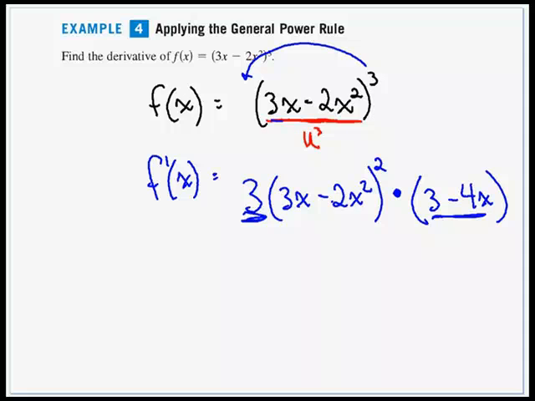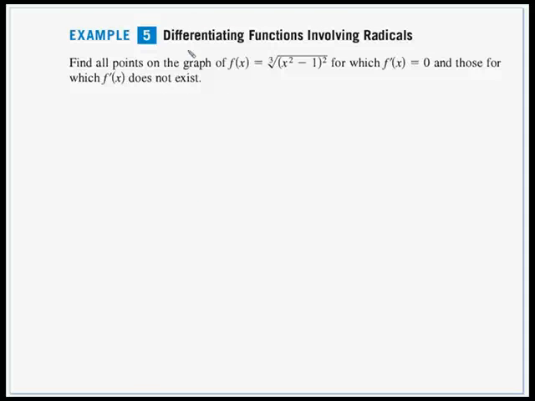Okay, let's try a couple harder examples here. I guess example 5 isn't too bad: differentiating a function with a radical. Find all points on the graph of f of x equals the third root of the quantity x squared minus 1 quantity squared, for which the derivative f prime of x is equal to 0, and for those which the derivative f prime of x does not exist.